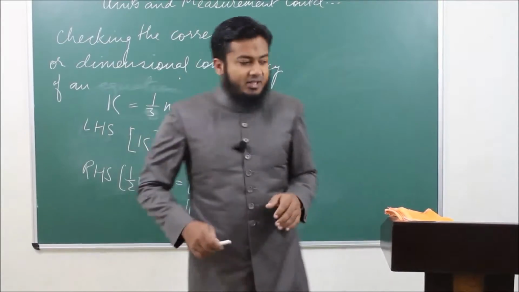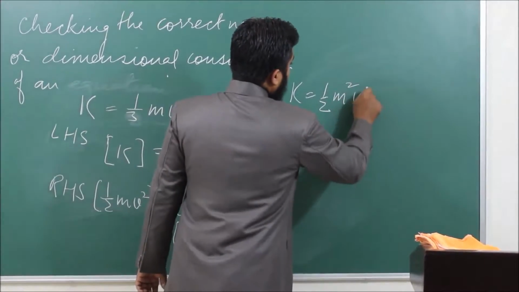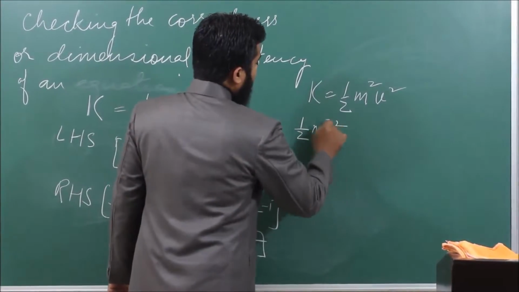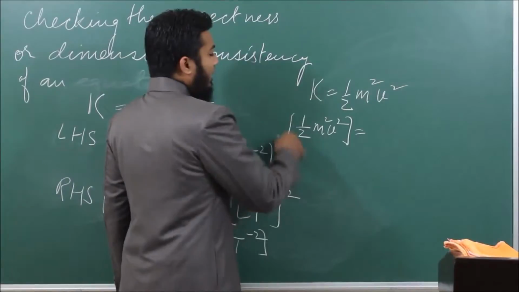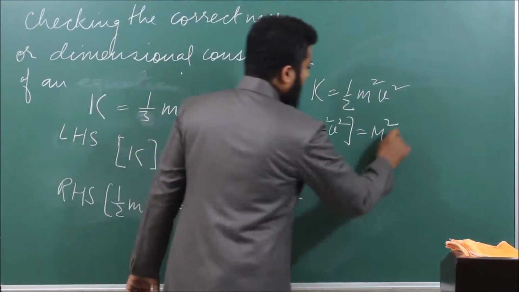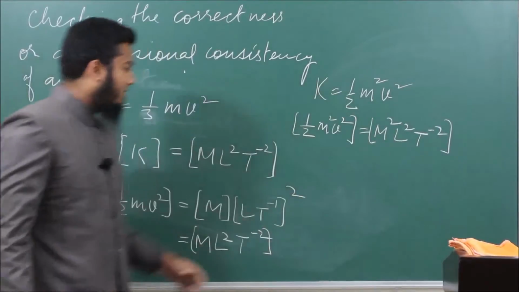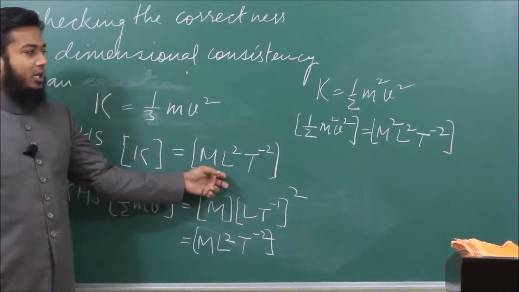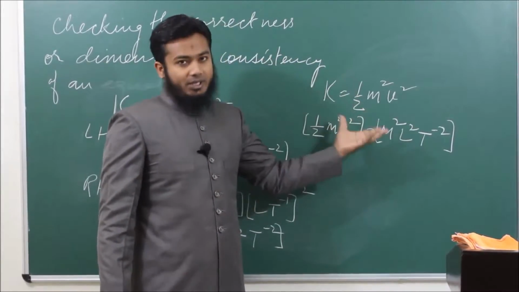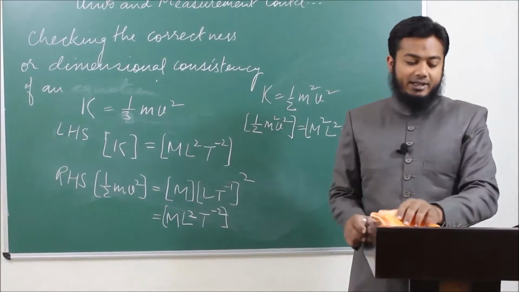But if I say that the same kinetic energy formula is written as half m square and v square, then the right hand dimensions will be half m square v square. Half will have no role, m squared and speed squared. So speed squared will be L square and t minus 2. So you can clearly see that this is not the same as the dimensions on the left hand side. Now this formula is dimensionally incorrect, and you can see that it is also actually incorrect. So if a formula is dimensionally inconsistent, it is actually incorrect.